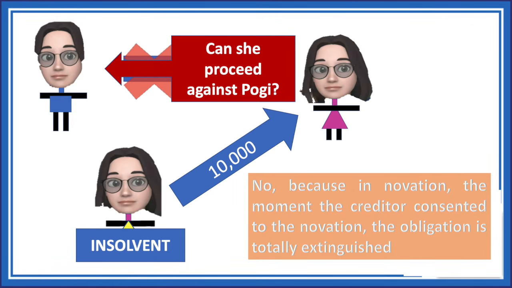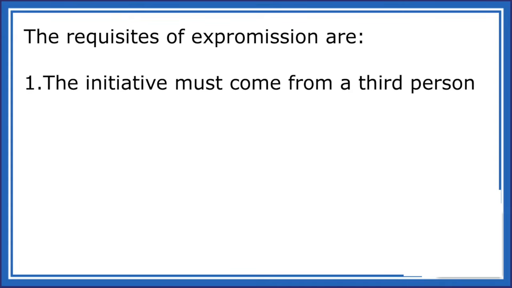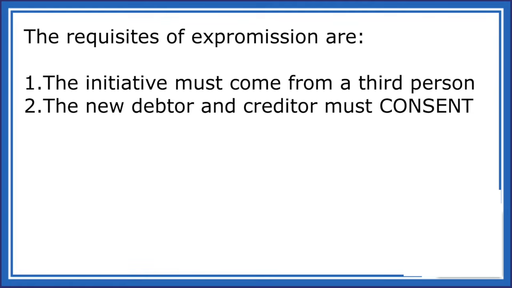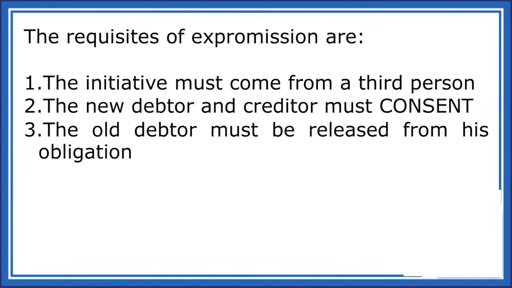Ito pala yung requisites ng expromission. First, the initiative must come from a third person. So, in our example, si Beauty, siya yung lumapit kay Ganda. Second, the new debtor and creditor must consent. Di ba? Nagkasundo, sabi ni Beauty, do you agree? At sabi ni Ganda, yes. And third requisite, the old debtor must be released from his obligation. Sabi nga, ako na, released na, excuse na si Pogi, I will be your new debtor. So, kompleto yung tatlong requisites. Tandaan nyo yun, para hindi kayo maguluhan kung meron bang expromission or wala.